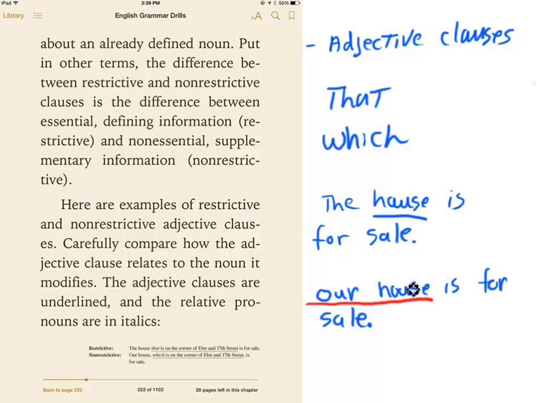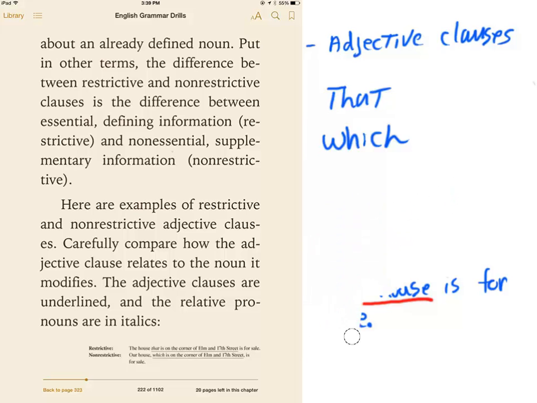It tells me where my house is, but I still know my house is for sale, or which house is for sale, without that clause there. That is what we call a non-restrictive clause. It gives additional information about the house, but it's not essential to the meaning of the sentence. Okay? So that's what we talk about with essential and non-essential. So let's take a look a little bit further. We're going to pick apart these examples further, I believe.